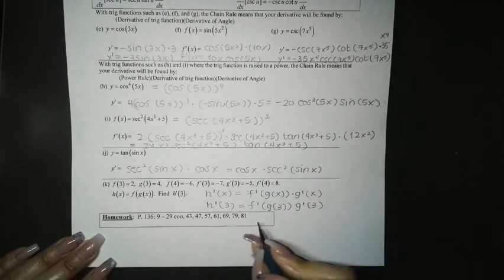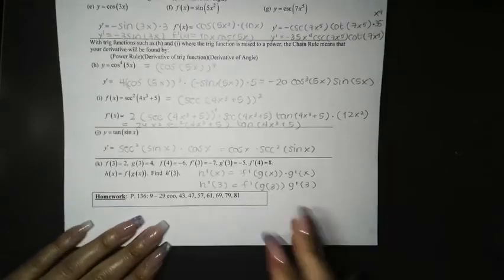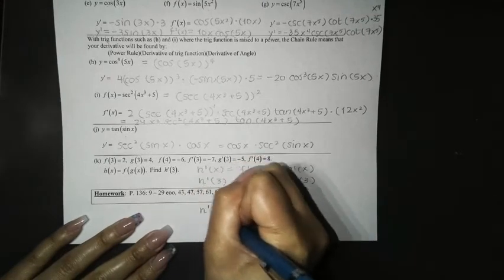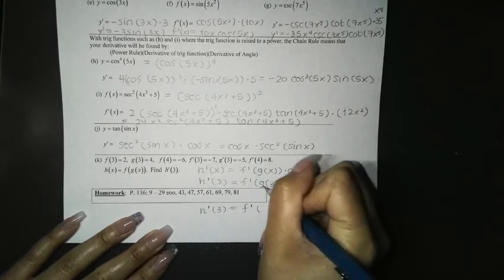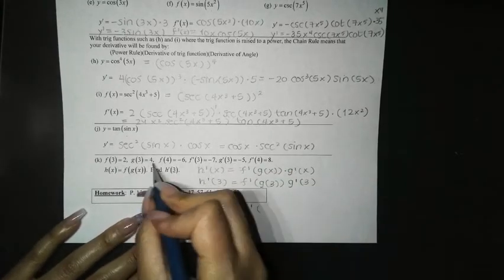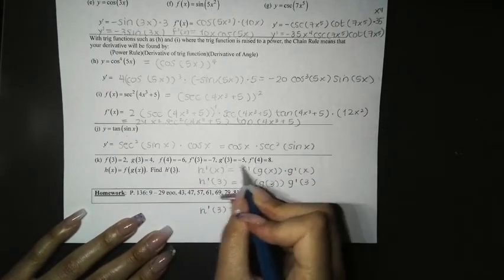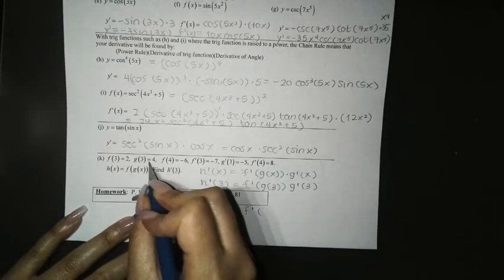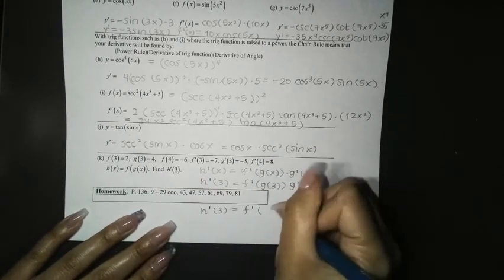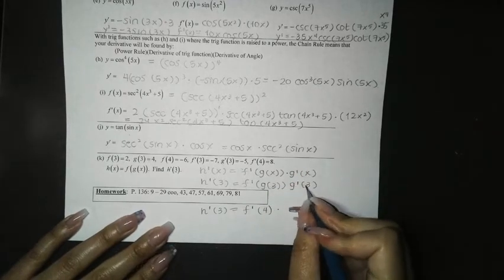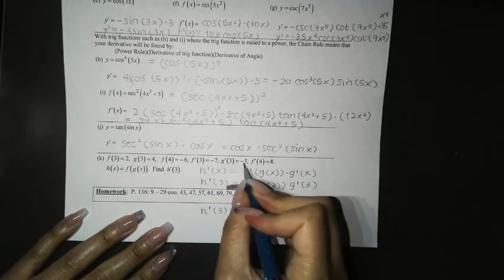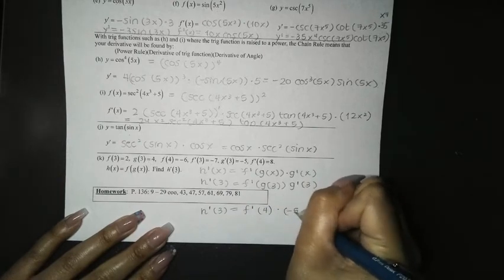Now you analyze, what do I have? Let me put it here. You have f prime, you have g of 3. Where is g of 3? They are giving g of 3 here, so you know that that one is 4. Then moreover, g prime of 3, where's g prime of 3? It's over here, so that one is negative 5.